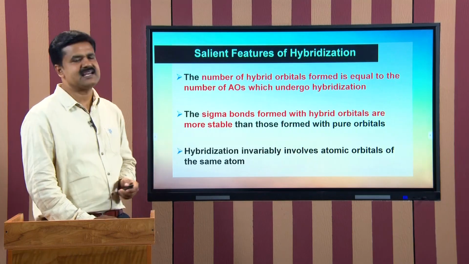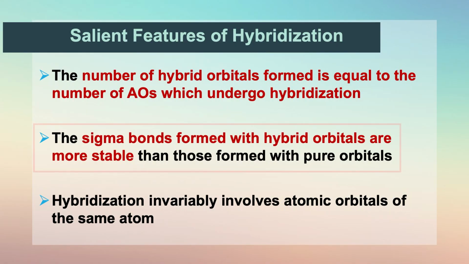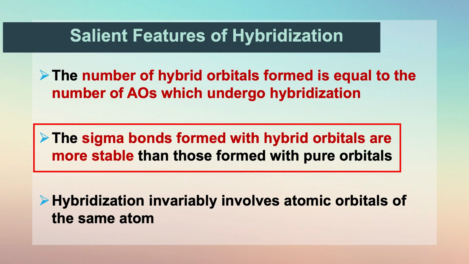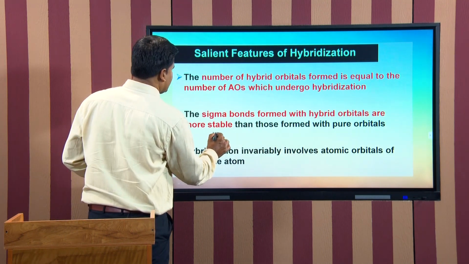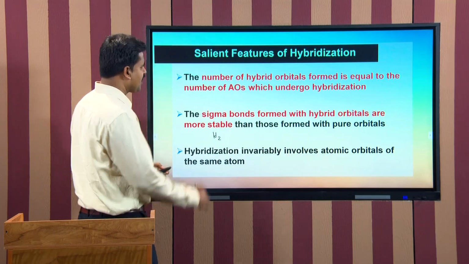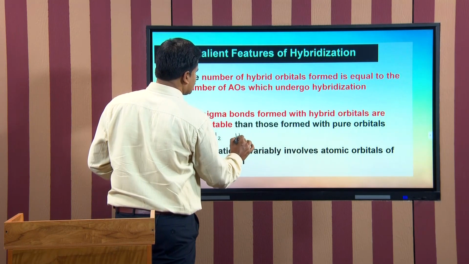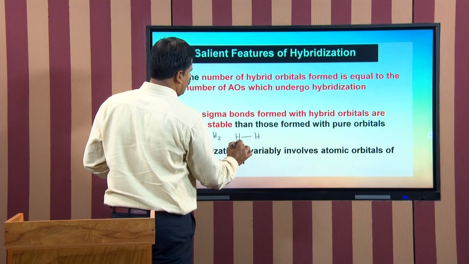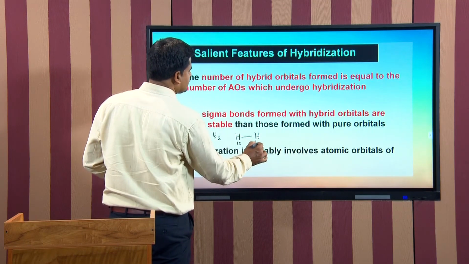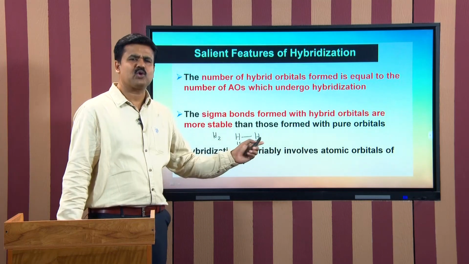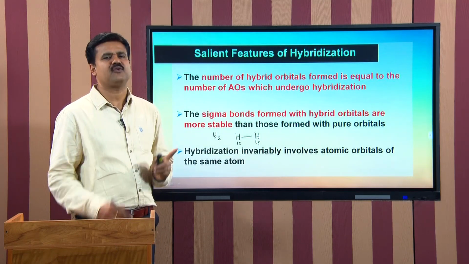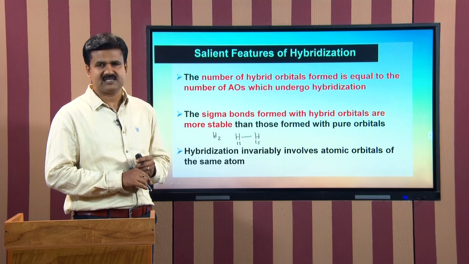And the second salient feature is the sigma bonds formed from hybrid orbitals are more stable than those formed with the pure orbitals. Consider the formation of hydrogen molecule. The hydrogen molecule is formed as a result of the overlapping of the 1s atomic orbital of the first hydrogen with the 1s atomic orbital of the second hydrogen. So, here the sigma bond or covalent bond is formed as a result of overlapping of pure atomic orbitals.